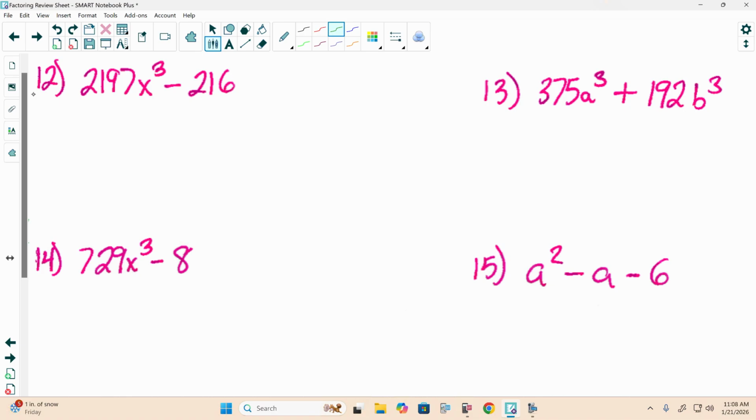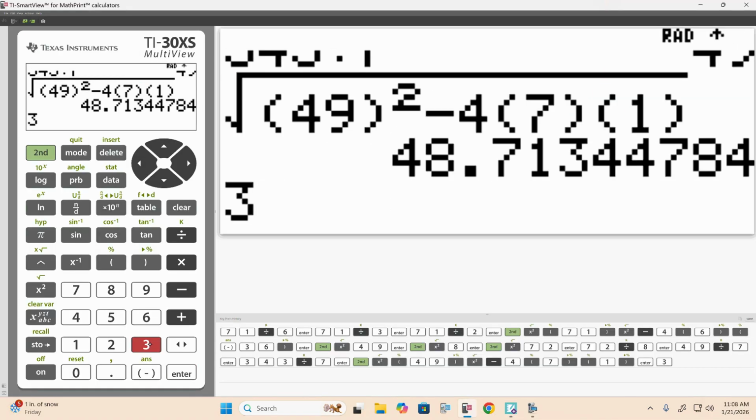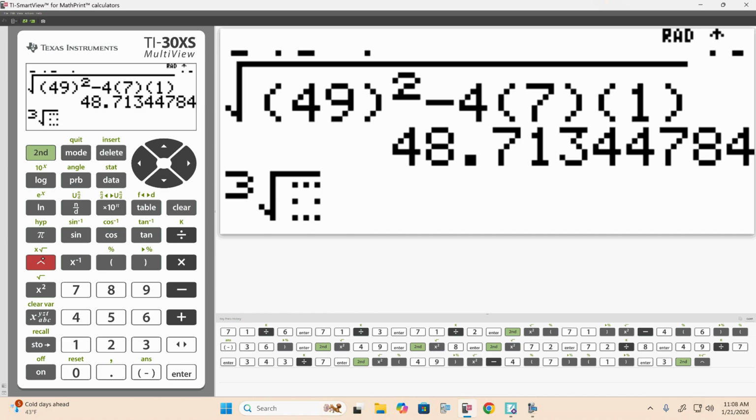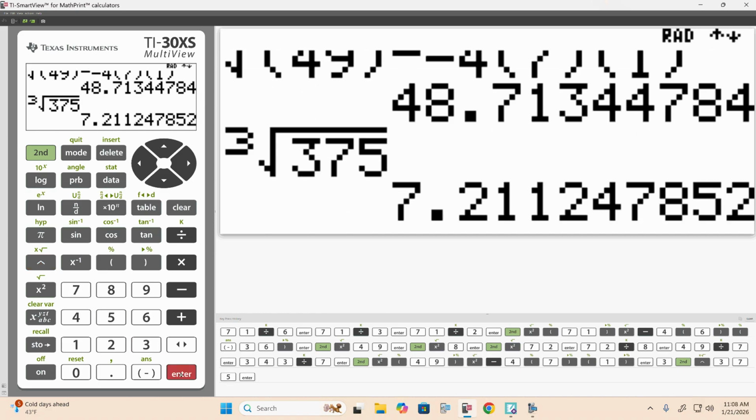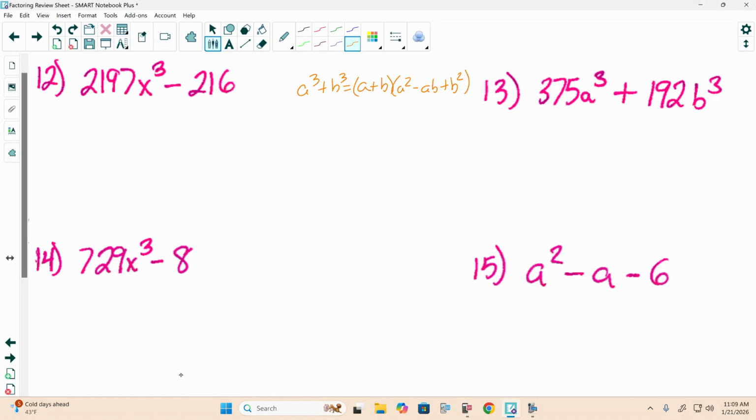375a cubed plus 192b cubed. The a cubed and b cubed tell me that there's a possibility of a sum or difference of 2 cubes, because a cubed is a times itself 3 times. Same with b. And since it's plus, it's going to be our sum of 2 cubes. So we need to see if there's a number that times itself 3 times is 375. And it tells us that there is not one. And we'll get a similar thing with 192.